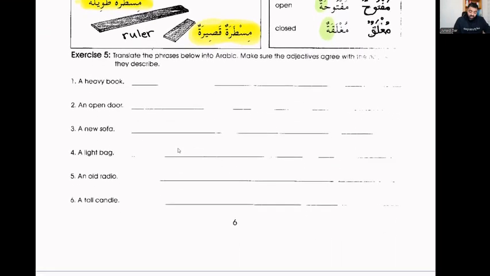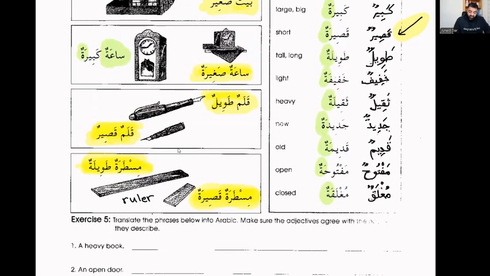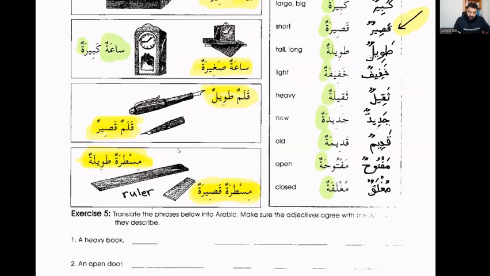Okay, now I want you to try this now. I want you both to try this. Write for me a heavy book. I'll do this with you actually. A heavy book. Now, how am I going to do that? I know there's two words here. We've got the word book and we've got the word heavy. What do we start with in Arabic? The noun or the adjective? The noun. The noun.